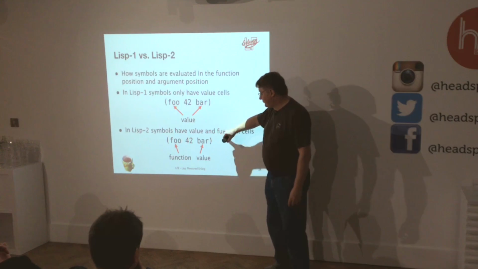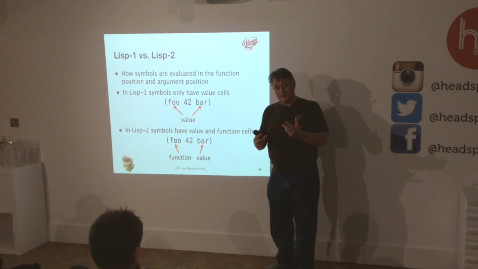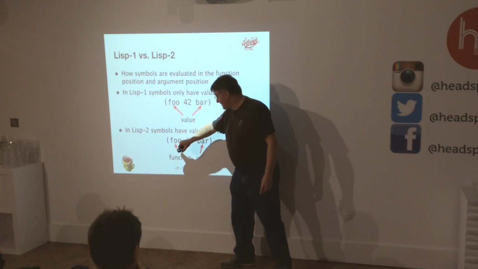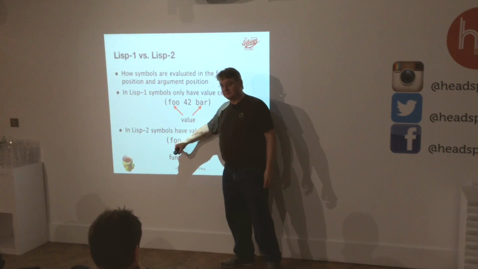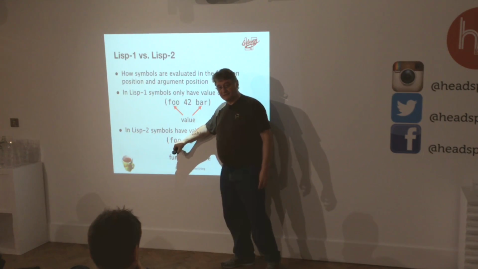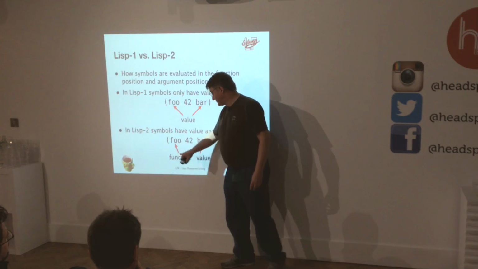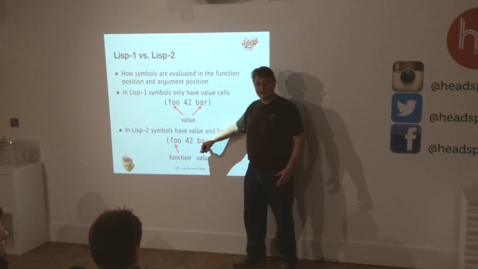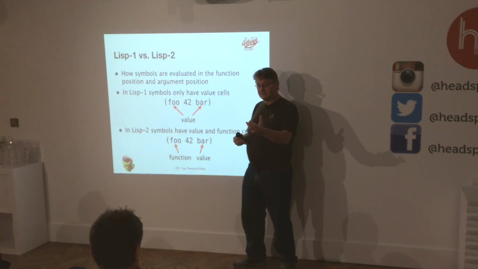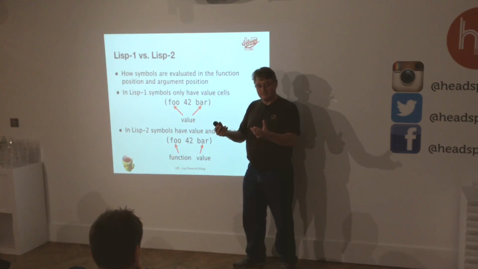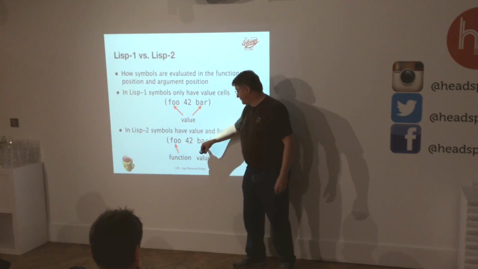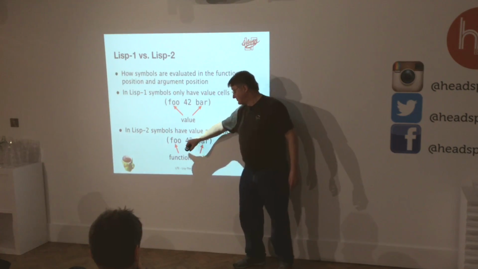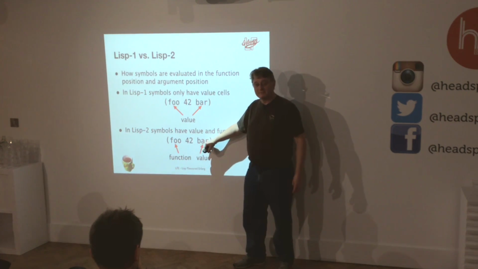Lisp 2s have 2 things connected to the symbol. So here, I use the function field of it to get the function, because it's in the function position. I'll call that function, and here I will use the value. So each symbol has a function field and a value field. So I could do foo 42 foo here, and here I'll be using the function definition, or the function value, and here I'll be using the value for it.